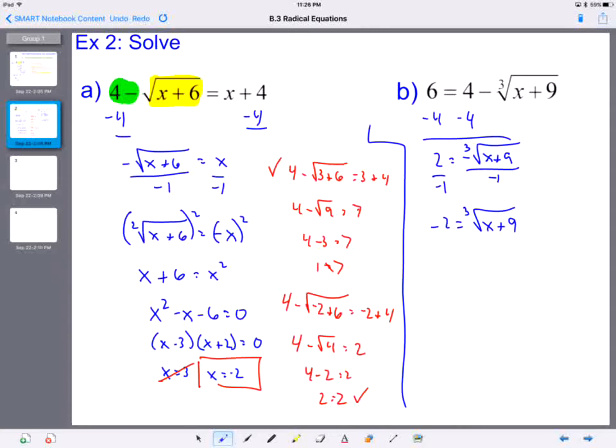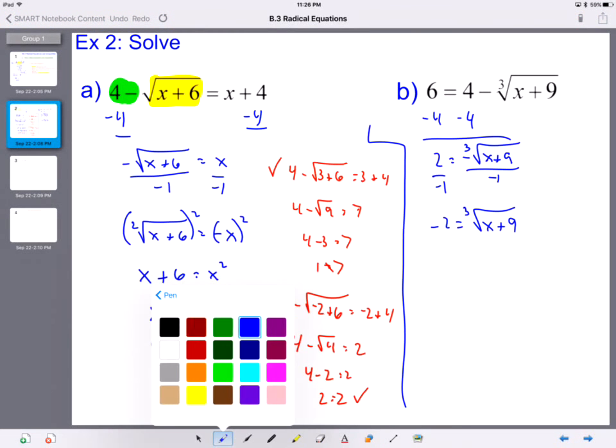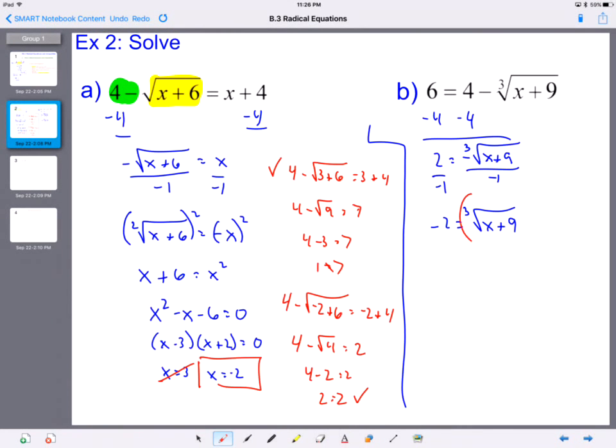Now, if you take a look at this, when the cube root is equal to negative 2, some of you might think that that's not possible, but with the cube root you can get an output of a negative. With a square root you can't. So if this was the square root is equal to negative 2, it'd be no solution. But on this one, it's okay. To undo the problem, we want to raise it to the third power because it is a cube root. Negative 2 to the third is negative 8. And then you'll subtract 9 and get x equals negative 17.